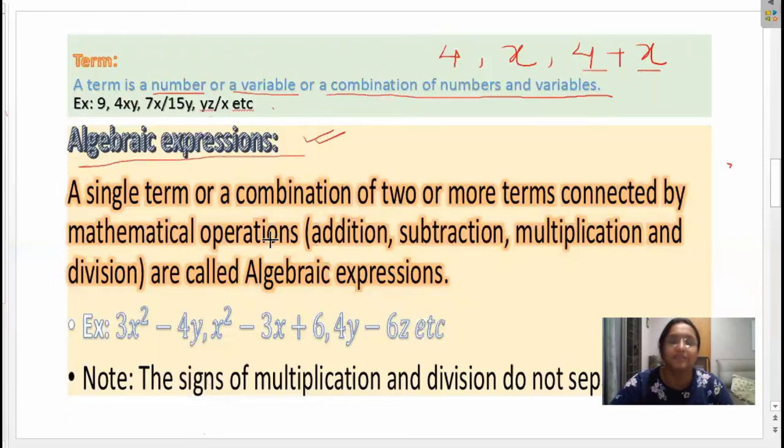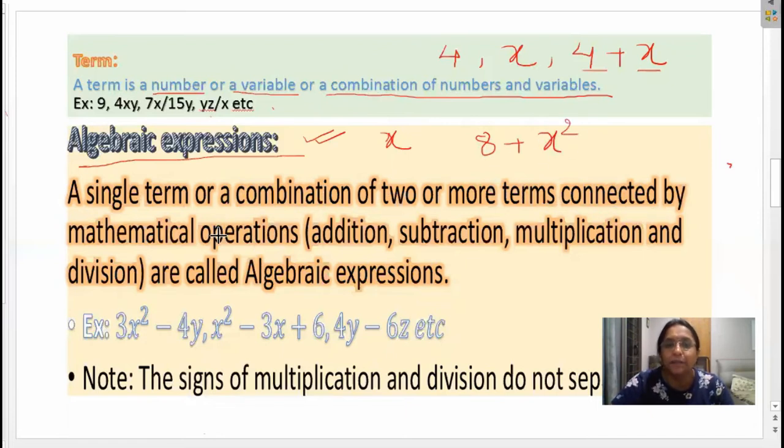This is the syllabus, actual syllabus. Whatever we have discussed are related with this algebraic expression. So let us study what is algebraic expression. A single term or a combination of two or more terms. Okay, there may be a single term. I'll write x. Combination of two or more terms. I'll take 8 plus x. This is combination of two terms. I'll take x square.